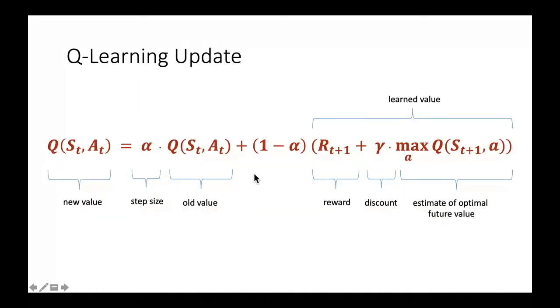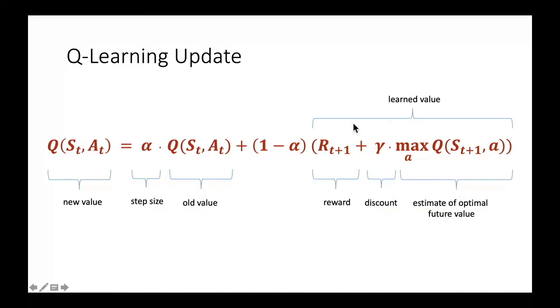Now, what is this about? There are two parts to this update. It's a weighted sum of two quantities. One is the old value, which is given a certain weight given by the step size, and 1 minus alpha times this new value or the learned value. So think of this. Even in deep RL, sorry, deep Q learning, we will see the same concept, that this is the target value, or rather like a ground truth that we want to learn.